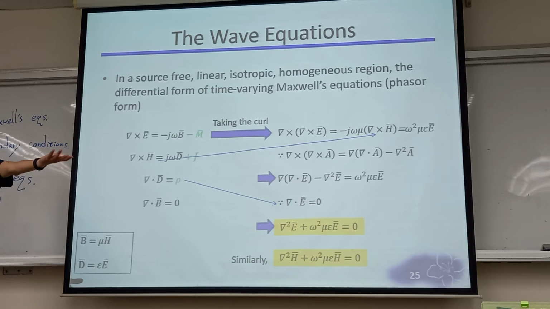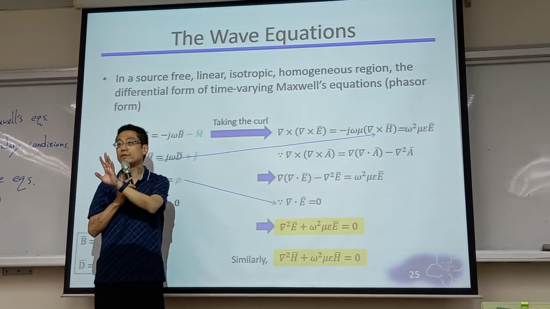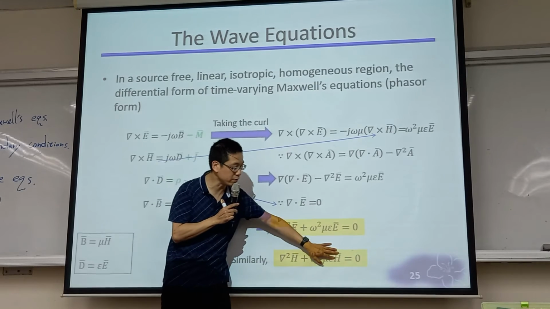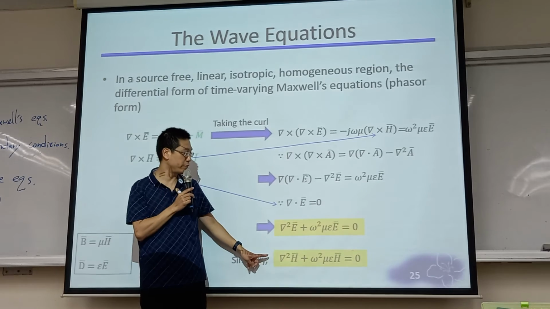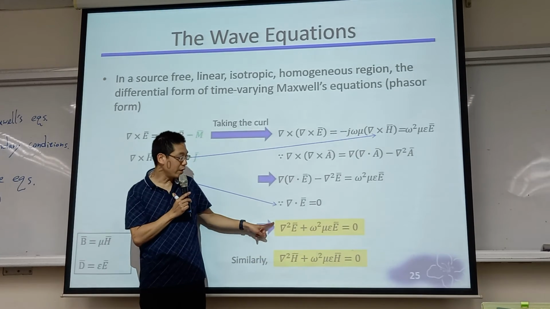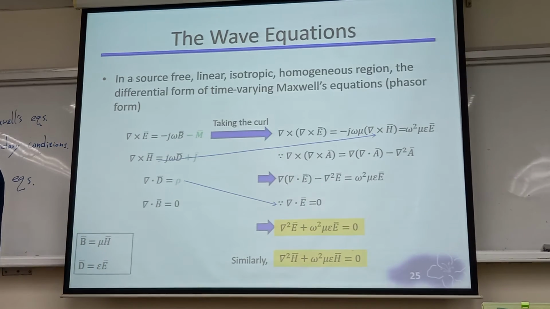Okay, so what you get from the wave equations, you obtain an equation that has only the electric field. There's no magnetic field. Only electric field. Only E. You do the same thing for H and obtain another equation. This is the wave equation of E and the wave equation of H, right? They are two equations that have only the E field or the H field themselves.